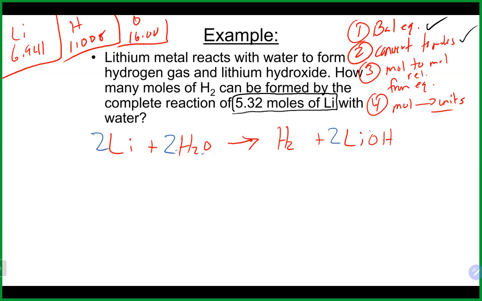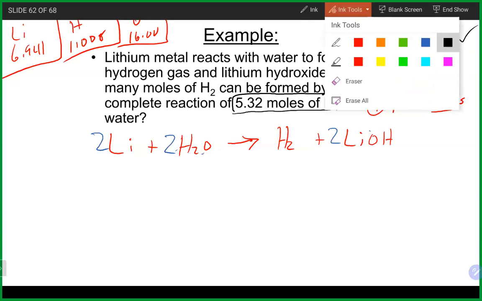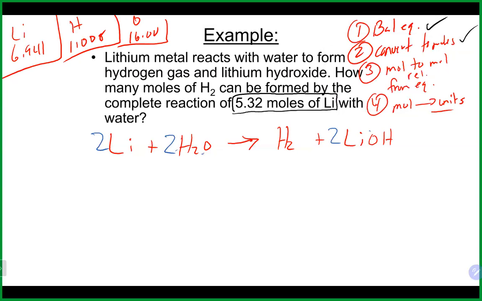Which means the next step is I want to go to the equation and find the 2 things I'm interested in. In this case, one thing I'm interested in is always whatever they gave me, which would be this one. The other thing I'm interested in is what I'm looking to find: how many moles of hydrogen, which would be that one right there. So that is really, in this case, the only relationship I care about in this particular problem.